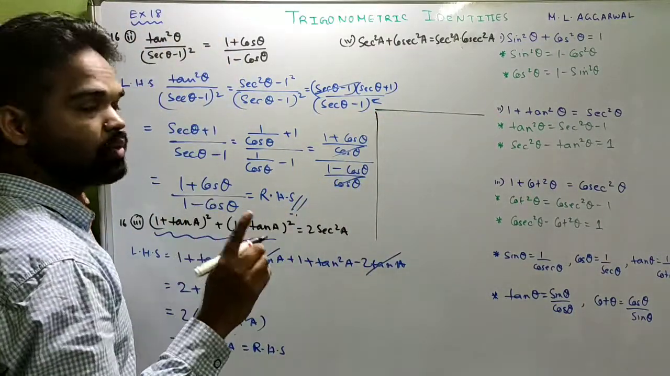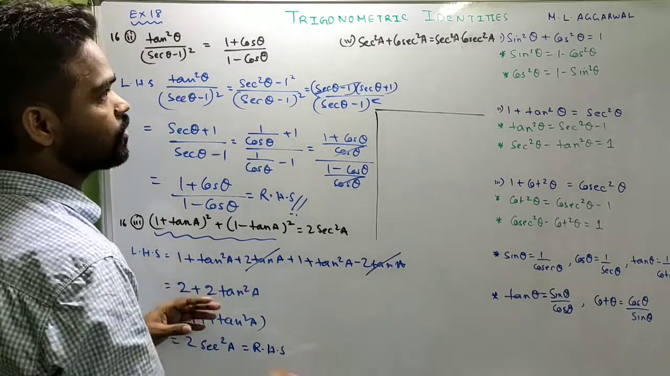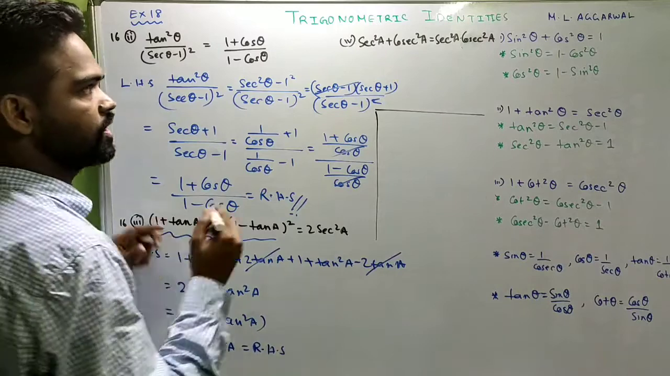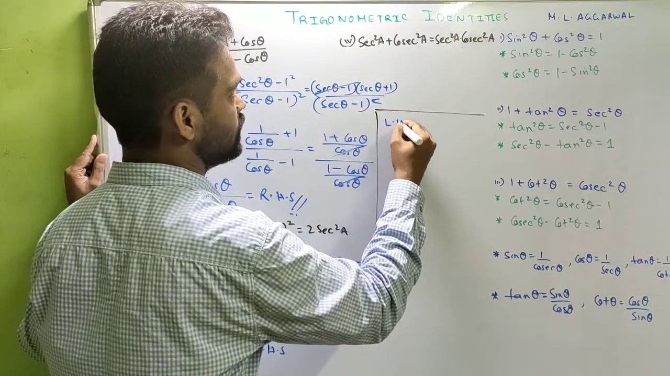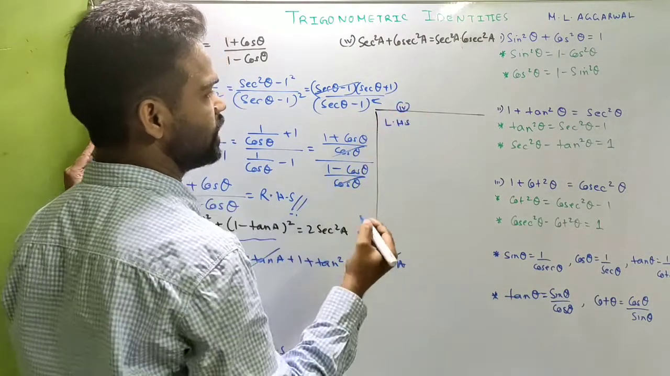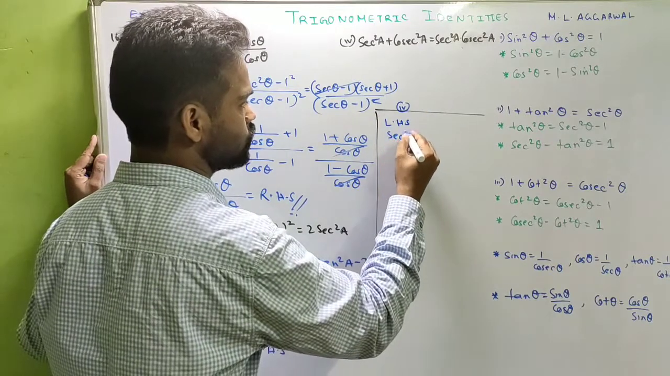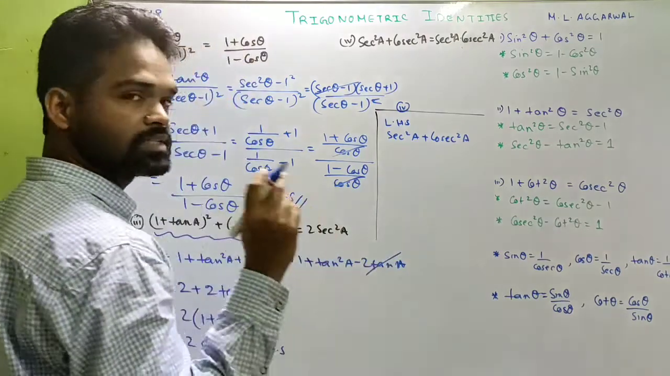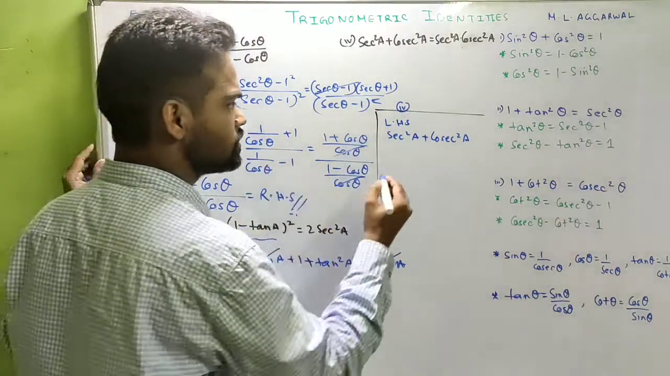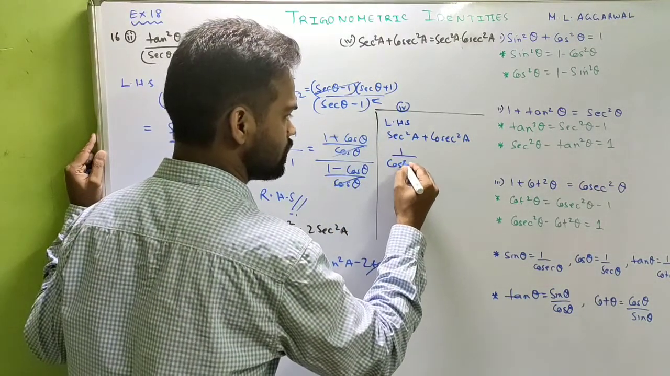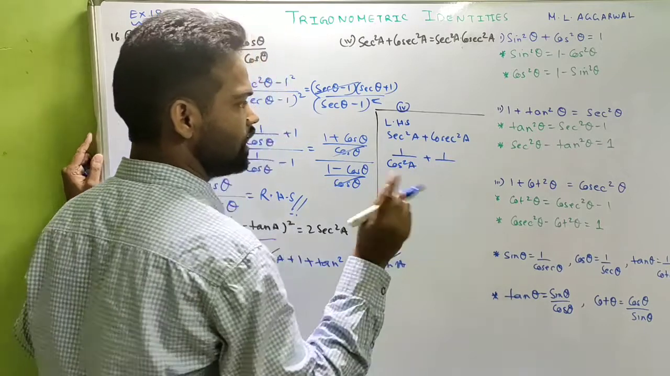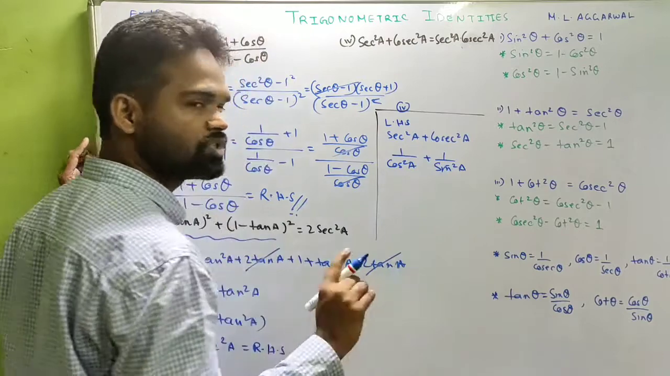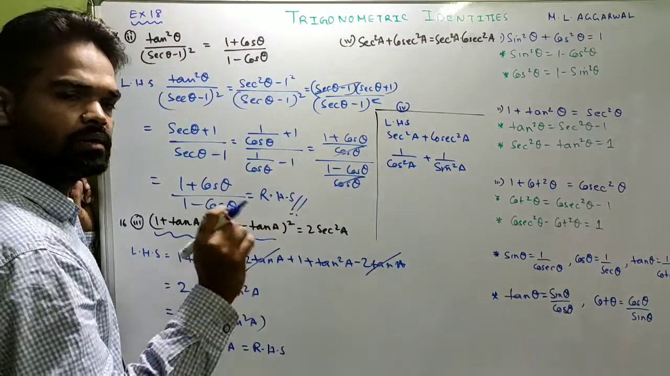Prove that sec square A plus cosec square A is equal to sec square A multiplied by cosec square A. Very simple. Your left hand side is sec square A plus cosec square A. Now sec A, can I write 1 by cos A? So this we can write 1 by cos square A plus 1 by sine square A, and cosec A, can I write 1 by sine A? Reciprocal to each other. Sine A is 1 by cosec A.